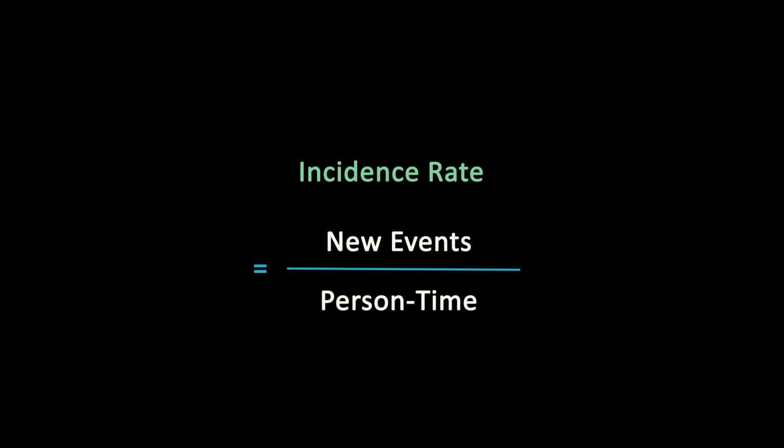Incidence rate, also called incidence density or simply rate, measures how fast an event is occurring in a population. To calculate it, divide the number of new events that occur during a time period by the total time of follow-up or person time. So what is person time? Let's look at an example.